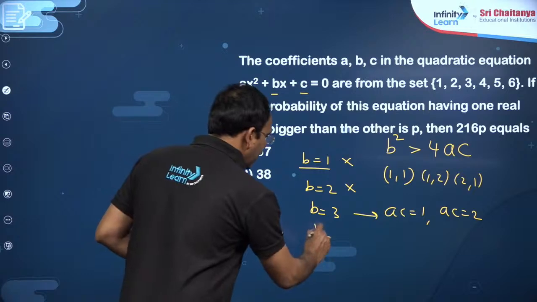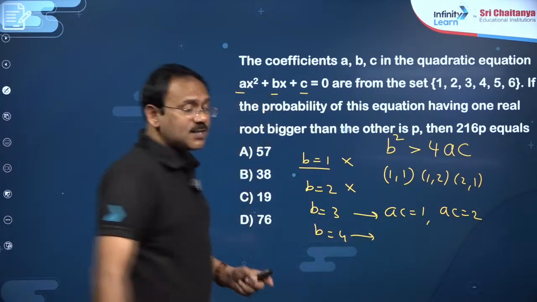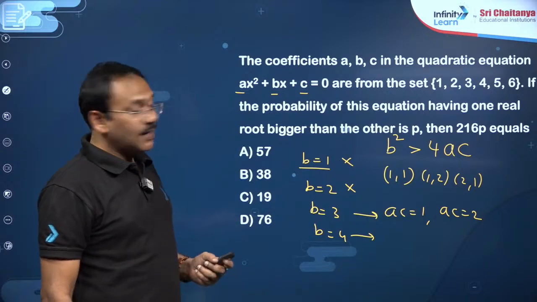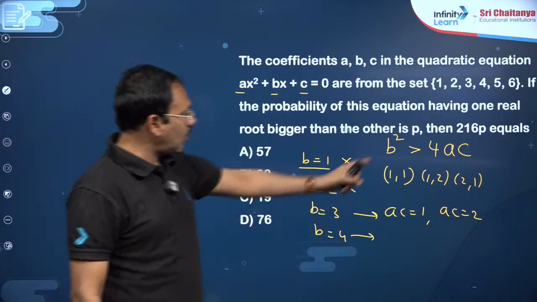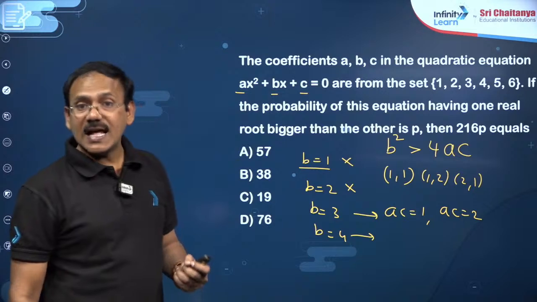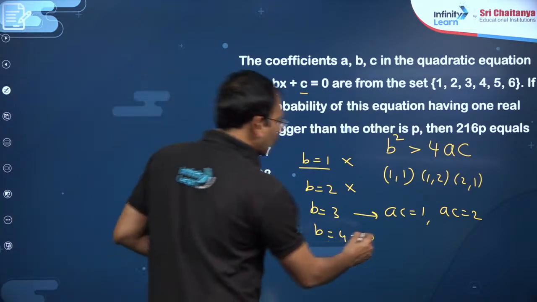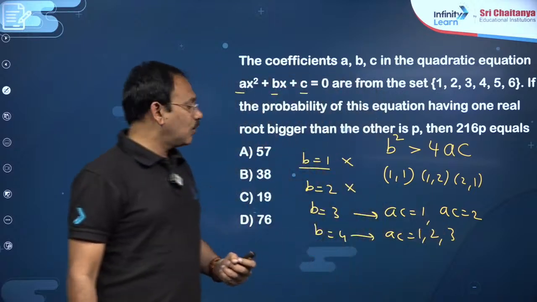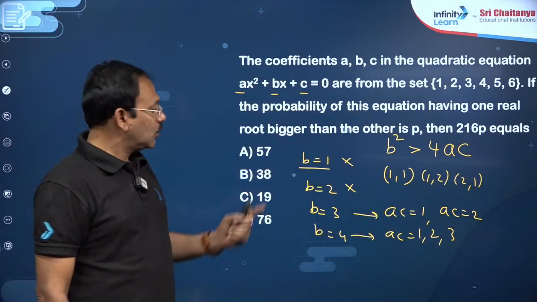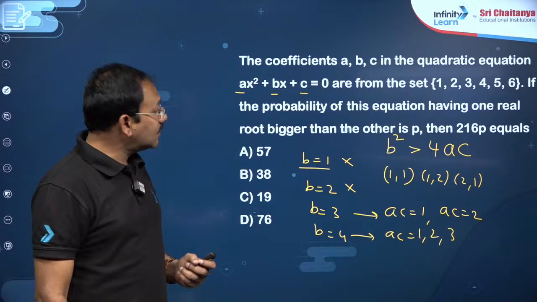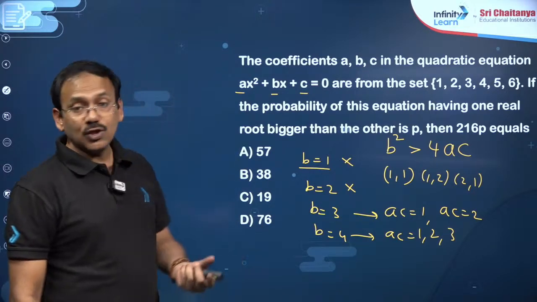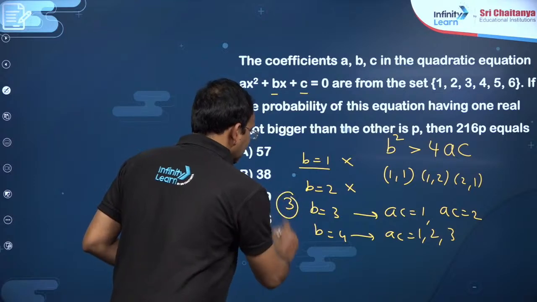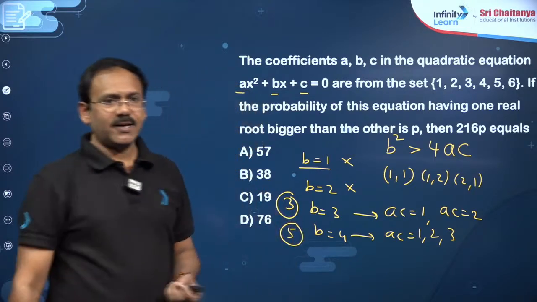Next, if b is equal to 4, b² is 16, so ac must be less than 4. That means ac can be 1, 2, or 3. ac = 1 gives one possibility, ac = 2 gives 2 possibilities, and ac = 3 means (1,3) and (3,1), so 2 more possibilities. That means here you get 5 possibilities, and for b = 3 you already had 3.